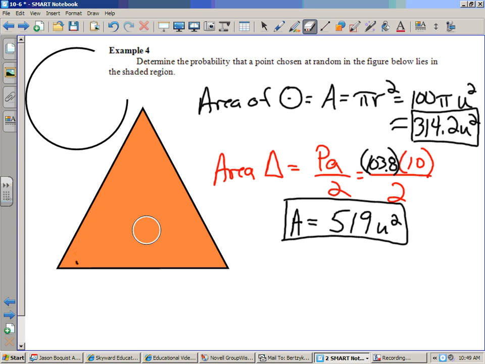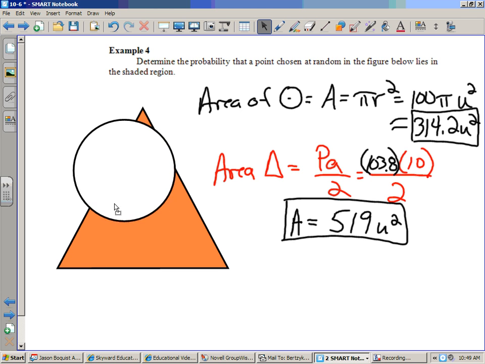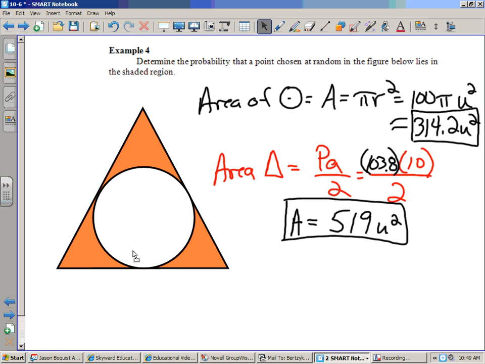What I'm going to do is put that circle back in. So the area of the circle I'm moving back in is what, 314.2? The area of the triangle that I just covered some of it up is 519. We want to hit the shaded region, so we have to figure out that area. So is that 519 or is that 314.2? Well, it's neither one of those. We have to subtract out the stuff I actually don't want to hit.